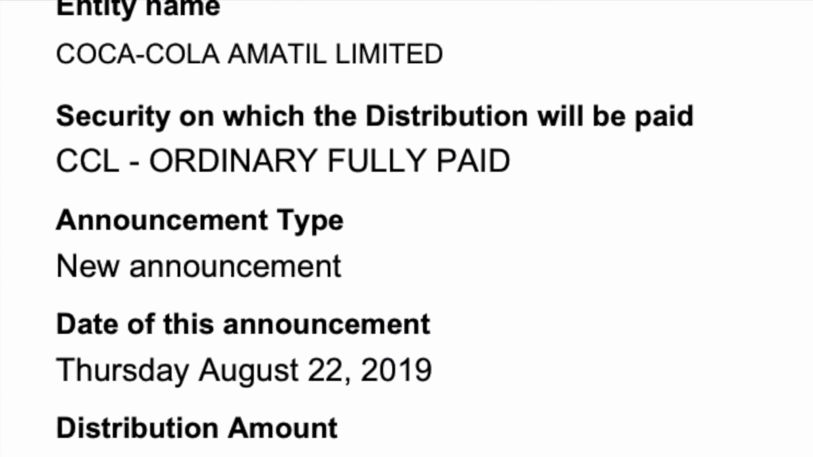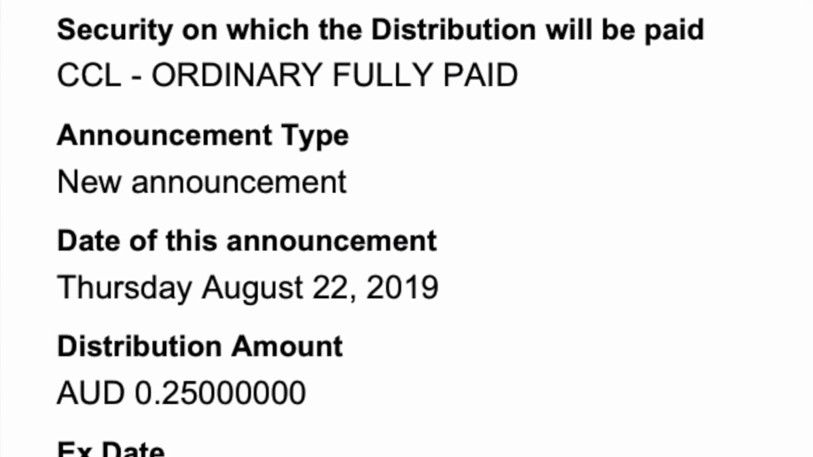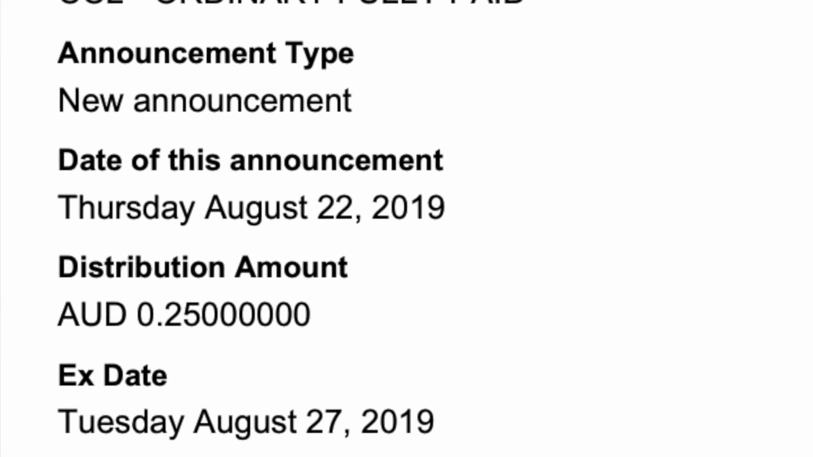Now, let me put dividend dates into a more practical example. Let's take a look at Coca-Cola Amatil in the Australian Stock Exchange. On the 22nd of August 2019, they announced that they would distribute a dividend of 25 cents to their shareholders.